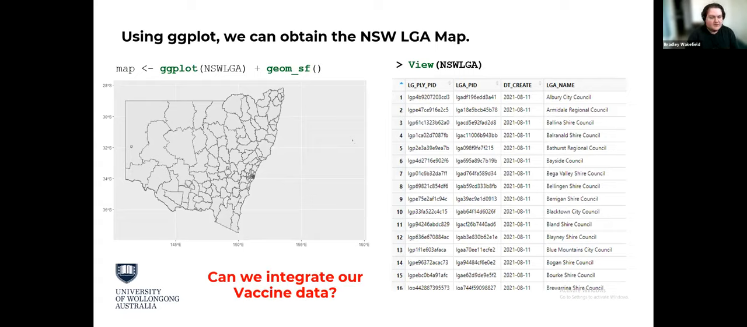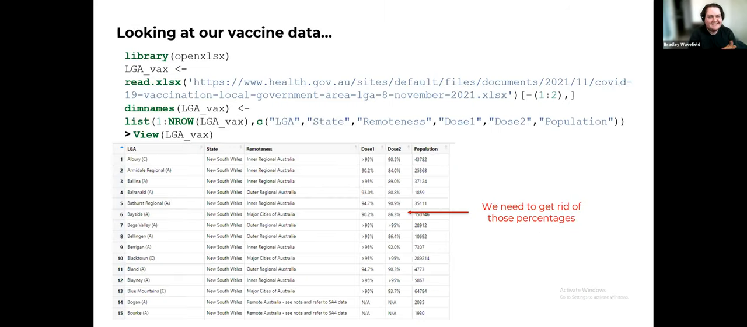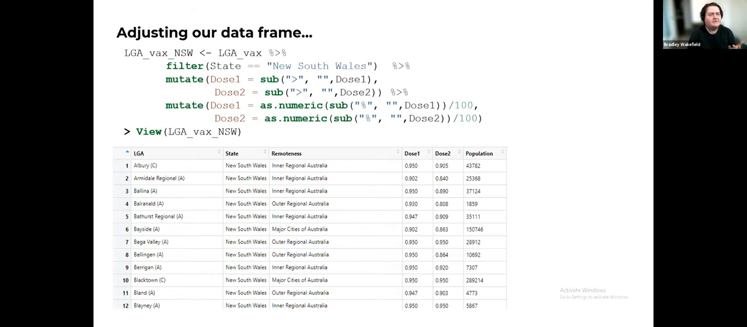All right, so can we integrate our vaccination data we had before? We absolutely can. We remember we loaded this in from the health website, and we end up with a data set that looks a bit like this. Unfortunately, it's formatted as a text with some percentages, so we're going to have to do a little bit of alteration to our data set to get rid of that.